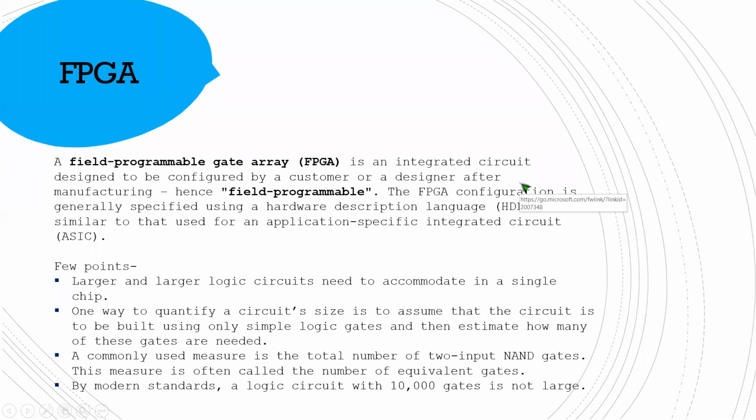Okay, FPGA configuration. Now, a few points you have to understand. Larger and larger logic circuits need to be accommodated in a single chip. If this is your case, the FPGA is your thing to go. That means if you have a circuit that has lots of logic circuits, and you want to make it in a single chip, that time you have to use FPGA. One way to quantify the circuit size is to assume the circuits to be built using only simple logic gates, then estimate how many of these gates are needed. That means when you have a big logic circuit, how do you know which FPGA you need to buy?